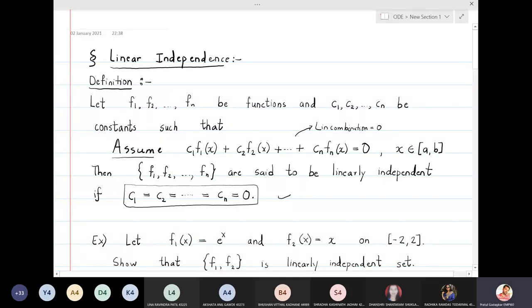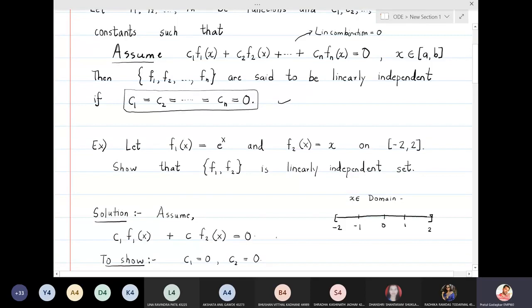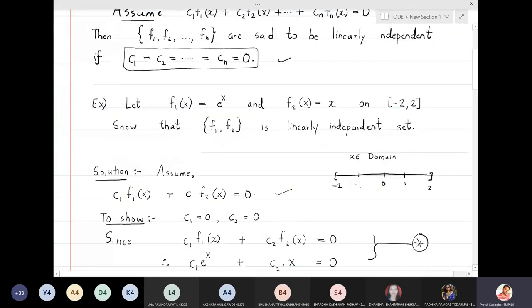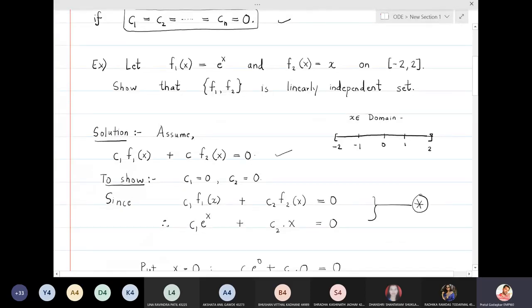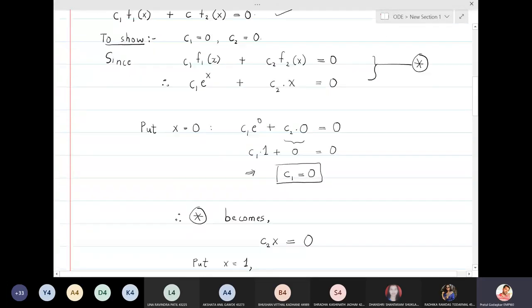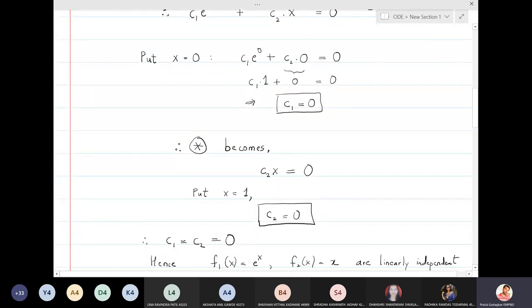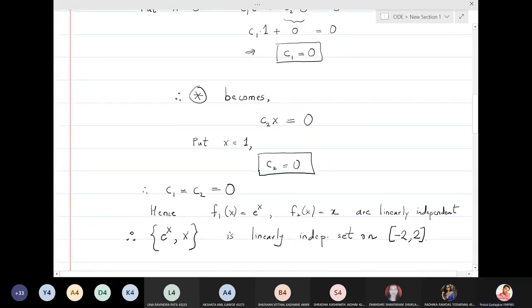We have taken one example, where f1 is e raised to x and f2 is x. We have taken a linear combination here and assumed it to be 0, and then we have used values of x. We have put x equal to 0 and then x equal to 1, and we have derived that c1 and c2 must be 0. So this means that f1 and f2, that is e raised to x and x, are linearly independent.